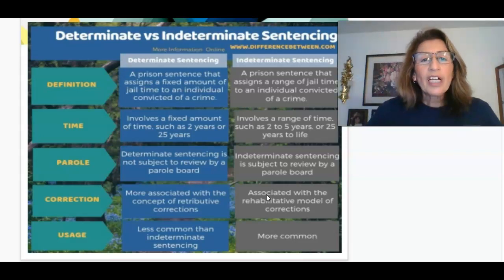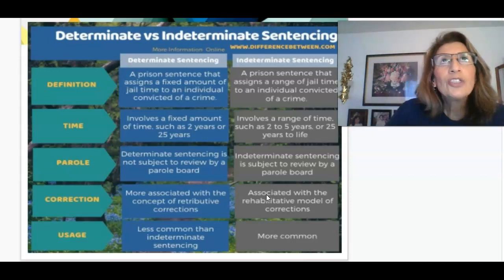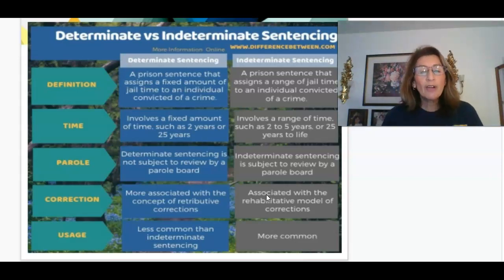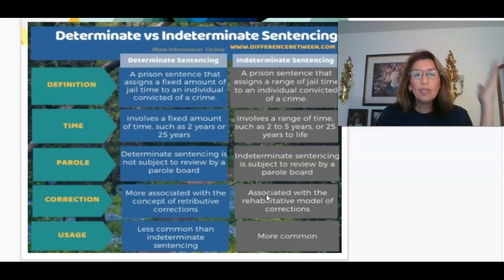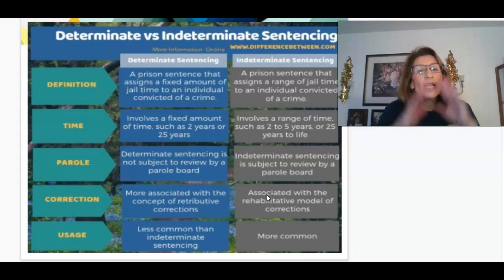And we are going to talk about determinate versus indeterminate sentencing. This is more for when a person has already been convicted in court. They talk about the sentence they're going to receive, the prison sentence. Determinate sentencing is a fixed amount of jail time given to an individual convicted of a crime. So he's already gone through the whole process and been convicted. Indeterminate is a prison sentence that assigns a range of jail time to an individual convicted. So it can be a range of different things.